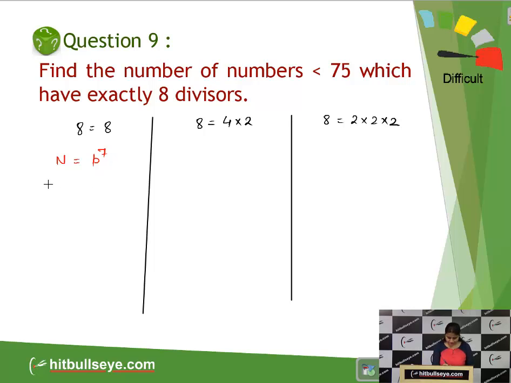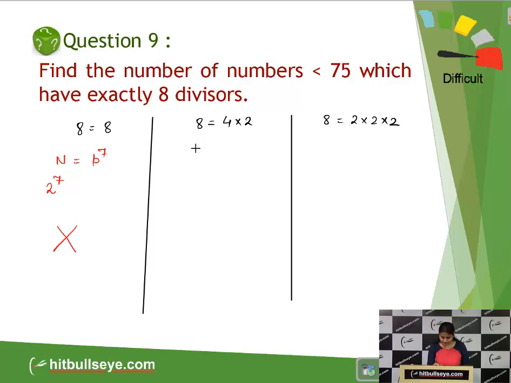So if I write down all such numbers, I can start from 2 raised to power 7, because 2 is the smallest prime number. But I have to stop here. Why so? Because 2 raised to power 7 is beyond my range. My range was less than 75. I cannot consider this number and more than this number. That's why I'll not get any number from the first case.